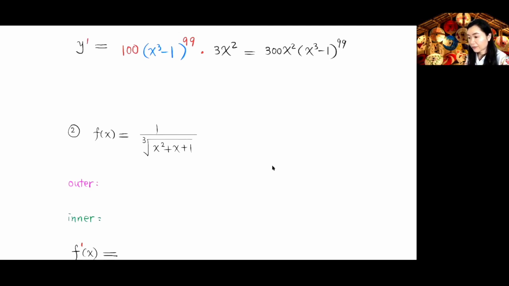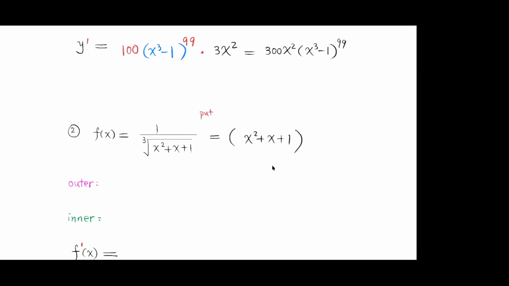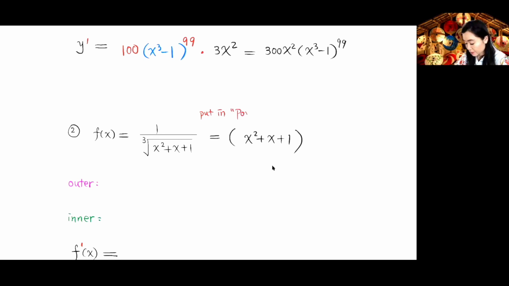Now the next example, number 2. Okay, now this function over here, we don't use the quotient rule. Because actually there's an easy way rather than using the quotient rule to differentiate that. Okay, so first we can ask ourselves, can we rewrite this in power form? Yes. So it is x squared plus x plus 1 to the what power? It would be negative 1/3. Yes, you got it. So we put that in power form. So this will be this to the negative 1/3 power.